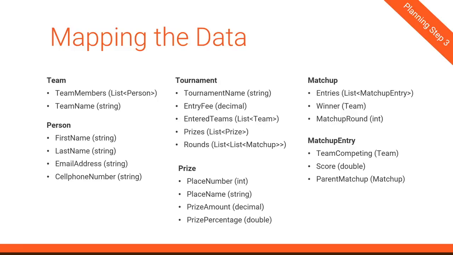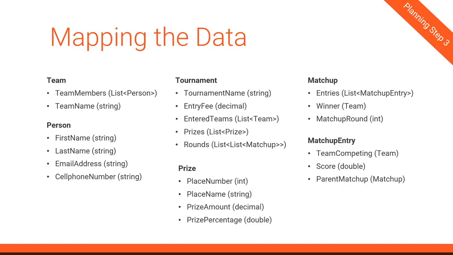Now that where they came from is kind of important. That's what I call the parent matchup. So this is, in round 2, we know that this team came from this other matchup in round 1. So round 1 was played, team 1 played team 2. Team 1 lost. Therefore, team 2 goes on to round 2. So team 2 has their matchup entry. They'll have a score of 0 to start, but they'll have a parent matchup of their win from round 1. That way we can link a winner all the way back through the different rounds.